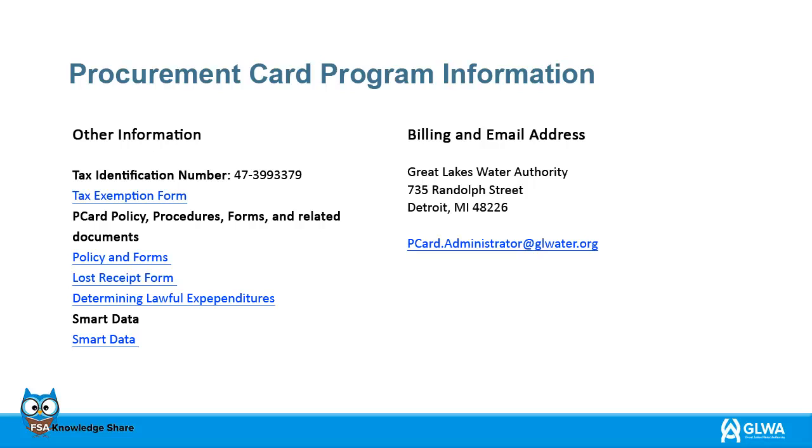As a reminder for all cardholders, the Pcard policy and all Pcard documents can be found on the Treasury SharePoint site. All cards have the billing address listed here. Great Lakes Water Authority, 735 Randolph Street, Detroit, Michigan, 48226. The Pcard Administrator's email is Pcard.Administrator@G.L.W.A.org. The email address is listed in the comment area below the video.